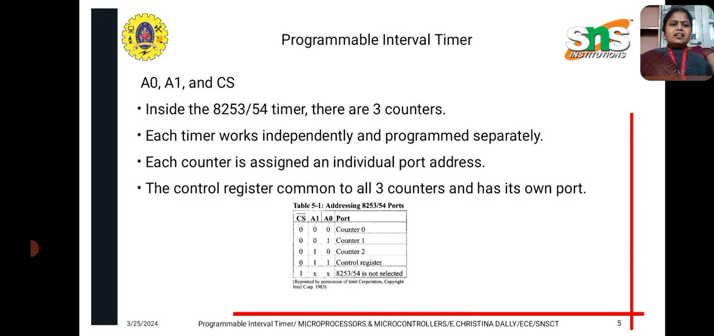Inside the timer we have three counters. Each timer works independently and is programmed separately. Each counter is assigned an individual port address. The control register is common and has its own port. So we have A1, A0 and CS. Based on the chip select being low or high, if A1 A0 is 0 0, the counter 0 port is activated. If it is 0 1, counter 1. If it is 1 0, counter 2. If it is 1 1, the control register. Both in don't care, the timer is not selected.